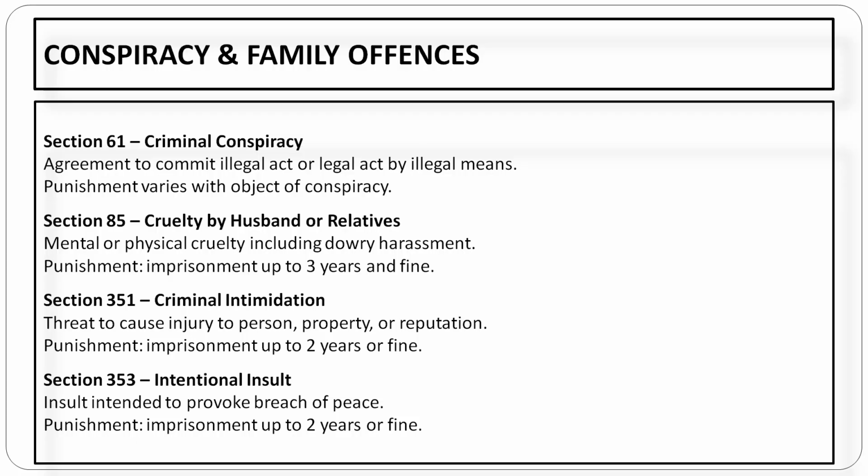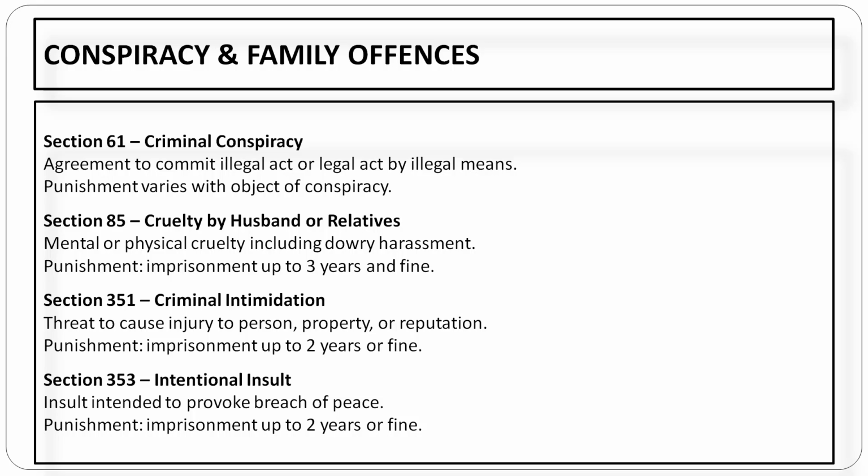Section 85, it is a replacement of 498A of IPC. Cruelty by a husband or relatives. Section 85 deals with cruelty by the husband or his relatives. Cruelty includes both physical and mental harassment of a woman. It often involves dowry demands or continuous mental torture. The law protects women from such abuse inside the family. The punishment can be imprisonment up to 3 years. A fine may also be imposed.